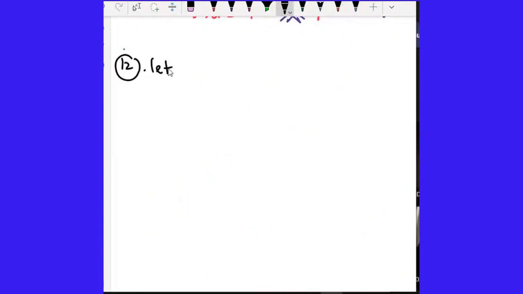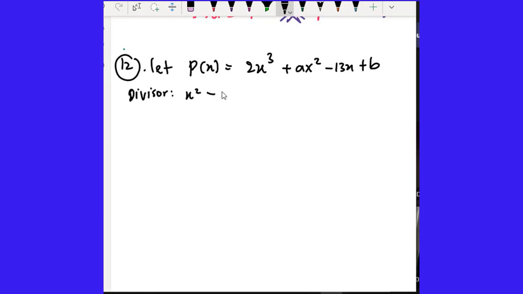So, okay, number 12. Let P(x) is equal to 2x cubed plus ax squared minus 13x plus b. Exactly divisible by, ni divisor, x squared minus x minus 6. Okay, jadi kalau actually exactly divisible by, remainder is equal to 0.